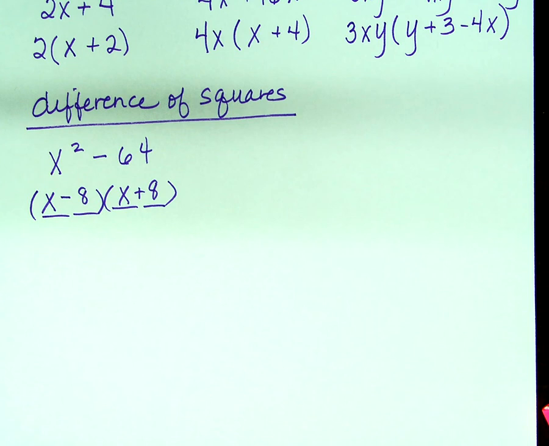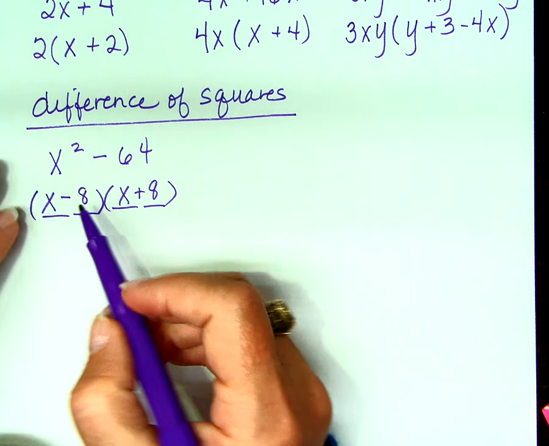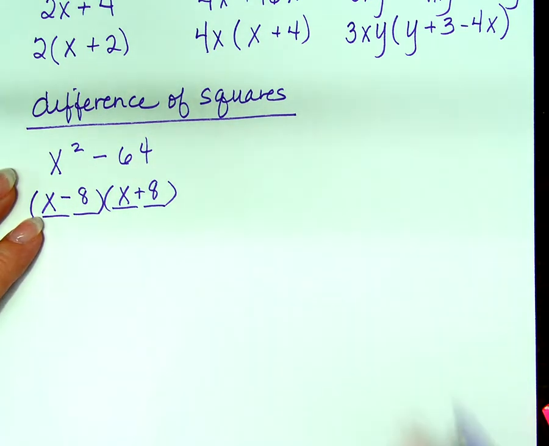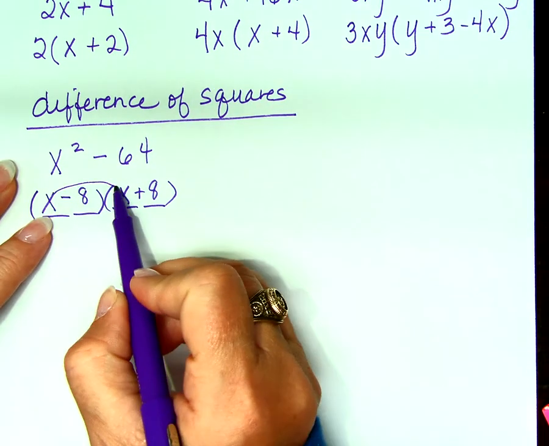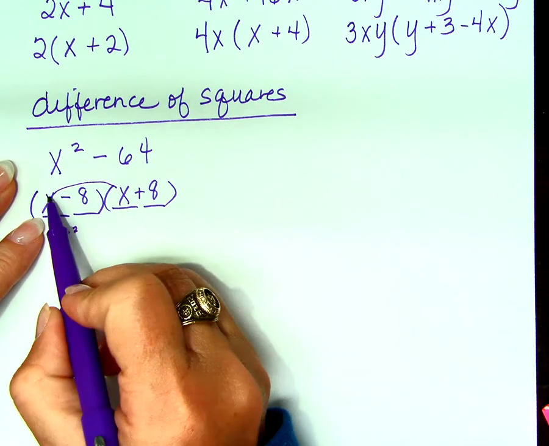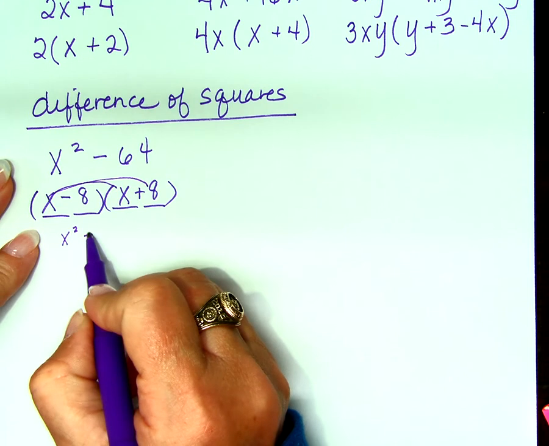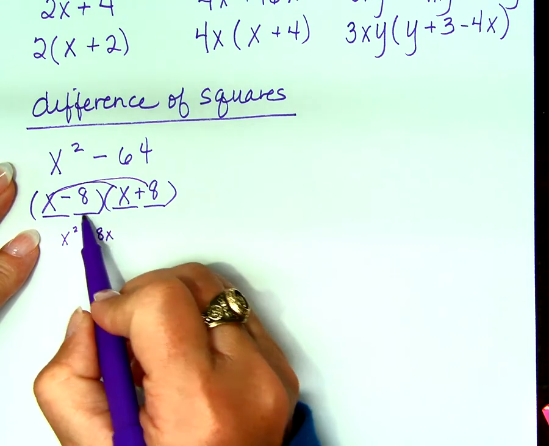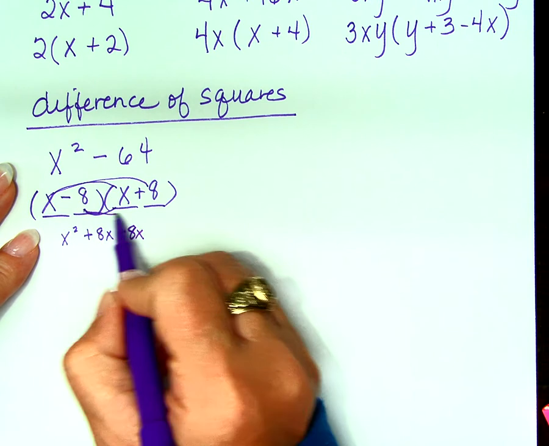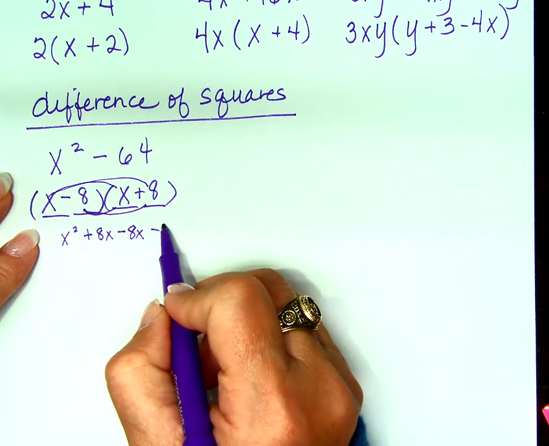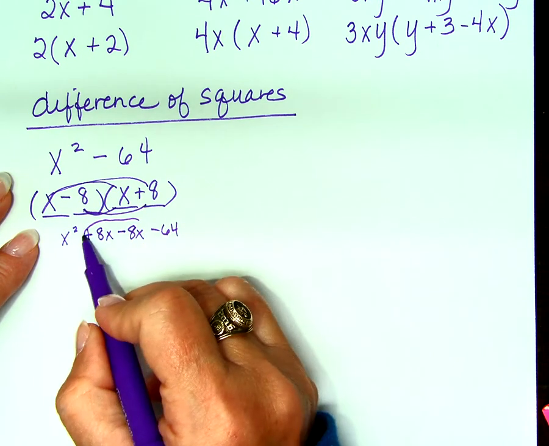Are you okay with that? So you don't have to write down this part unless you just want to write down the proof. But this is not required as work. Does that make sense? What would happen if I multiplied this back out? Shouldn't I get the original problem? Okay, so what's x times x? X squared. What's x times 8? Plus 8x. What's negative 8 times x? Negative 8x. And what is negative 8 times 8? Negative 64. What happens right here?